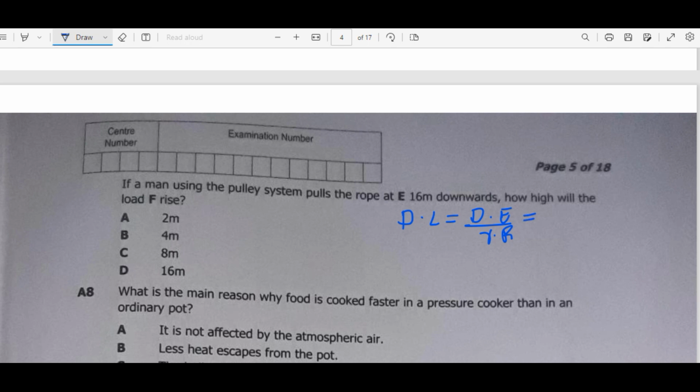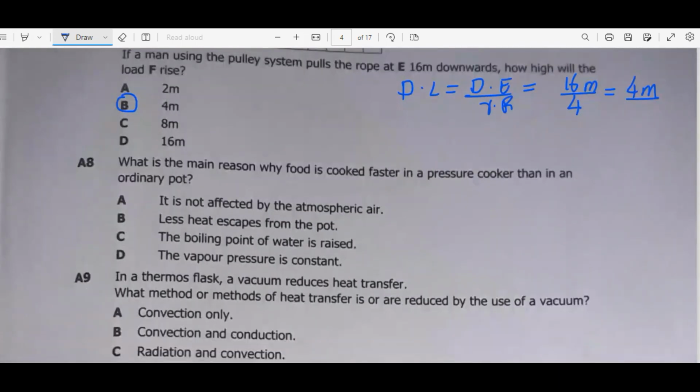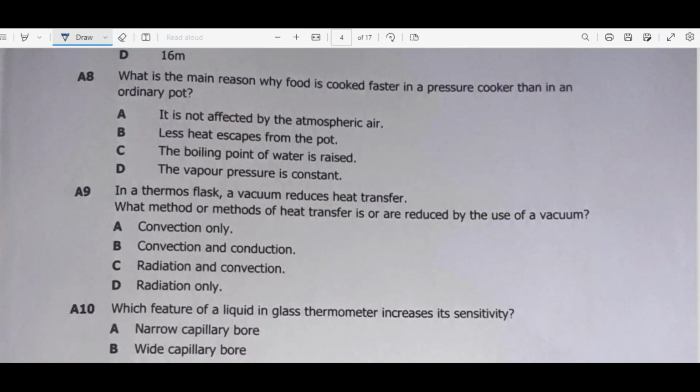Distance moved by effort is 16 meters over velocity ratio is 4. 4 into 16 is 4 meters. So answer is B. Question 8. What is the main reason why food is cooked faster in a pressure cooker than in an ordinary pot? A. It is not affected by the atmospheric air. B. Less heat escapes from the pot. So the answer is B.